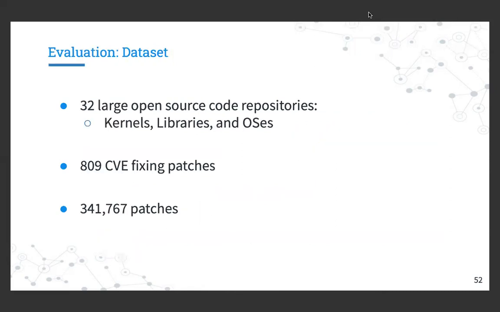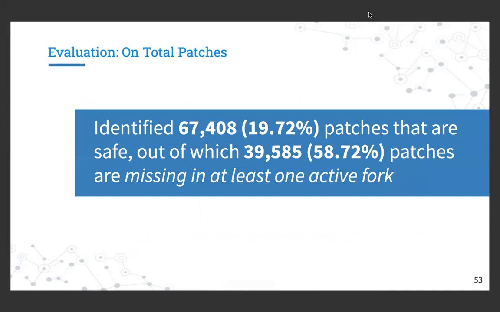We performed a large-scale evaluation of Spider, specifically on 32 large open source code repositories, which included kernels, libraries, and operating systems. We also evaluated on 809 CVE fixing patches. In total, we evaluated on 341,000 patches. We identified that 19% of these 341,000 patches are safe, out of which 58% of the patches are missing in at least one active fork.